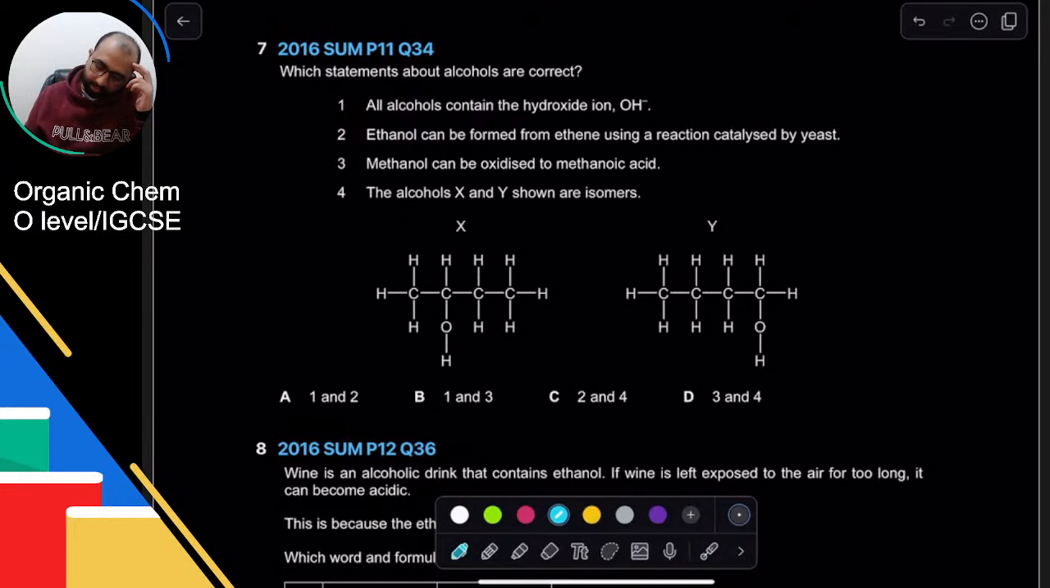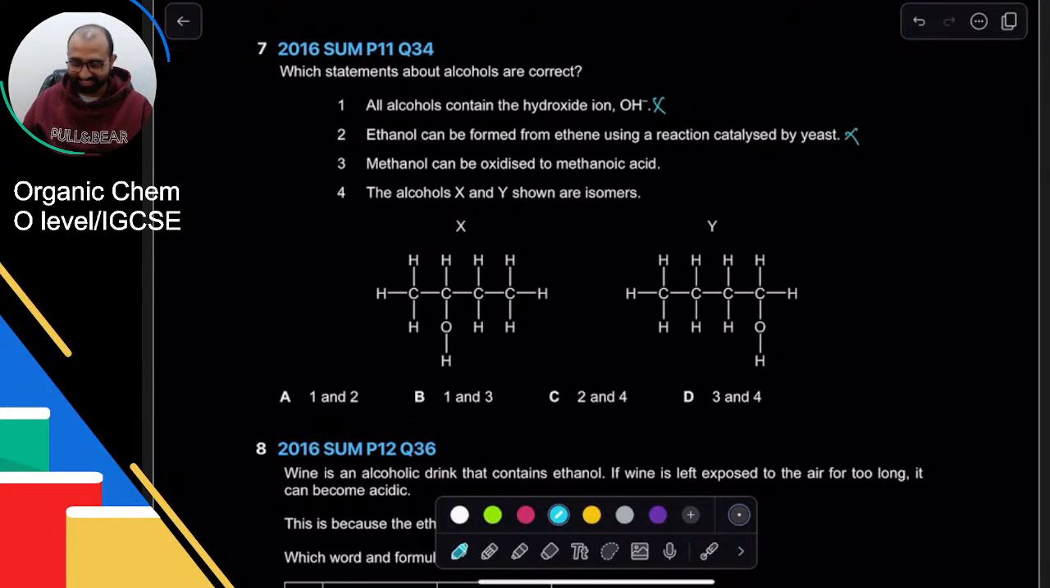Which statement about alcohols is correct? All alcohols contain hydroxide ion. Now, this is something that many students might fall for, but remember, alcohols have OH, they don't have hydroxide ion, okay? So this is wrong. In fact, many alcohols are acidic. Ethanol can be formed from ethene using a reaction catalyzed by yeast. No, from ethene you need to add water, steam basically, to make that. So this one is wrong. For yeast catalysis, we will need glucose.